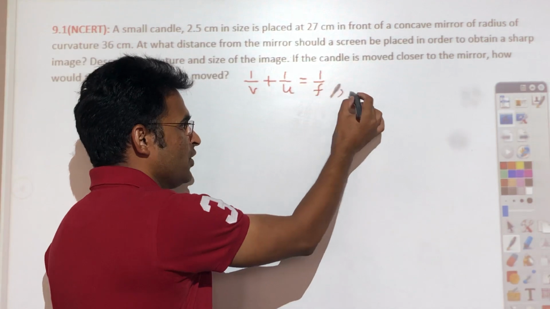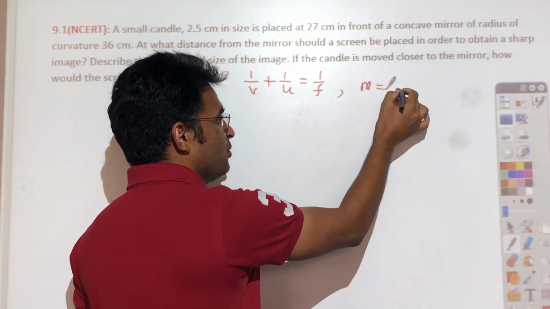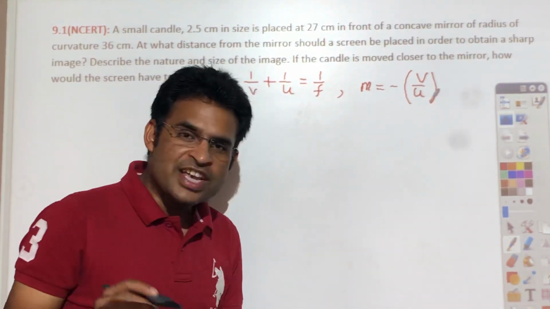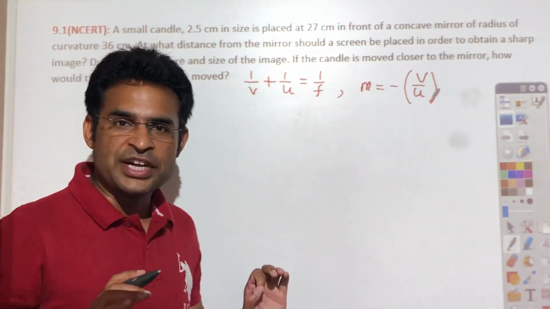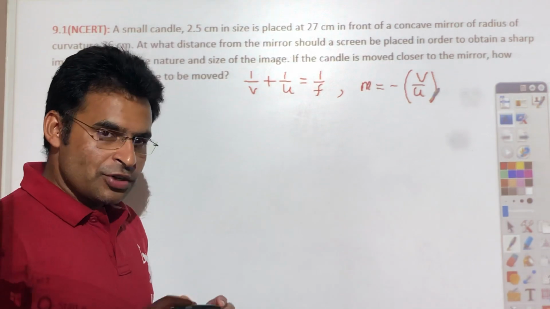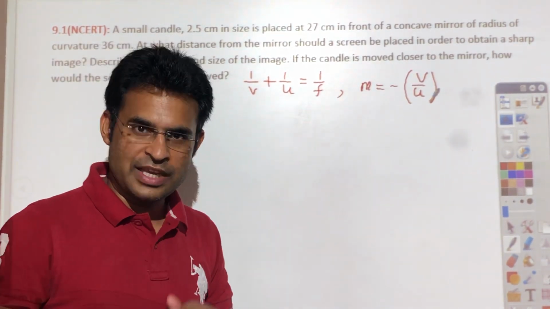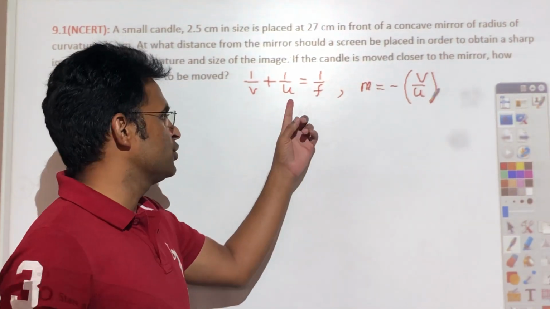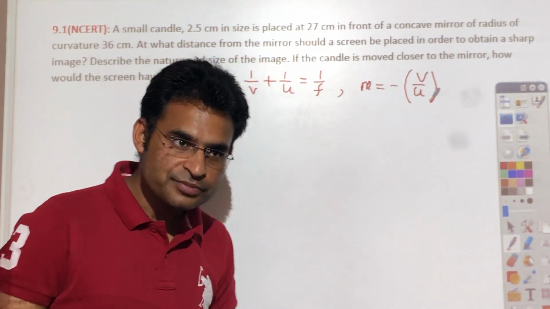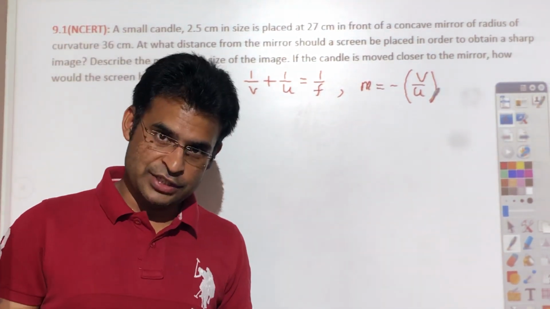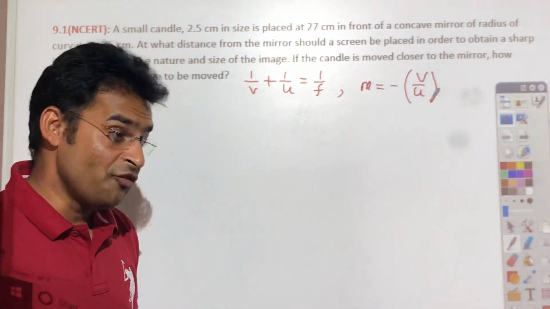One more formula we know: magnification m = -v/u. In this formula also, v is image distance and u is object distance. So if you are solving any question based on the mirror formula, mostly we have to use these two. But in so many questions, they will ask what will be the image size, what will be the nature of the image, and where the image will form.